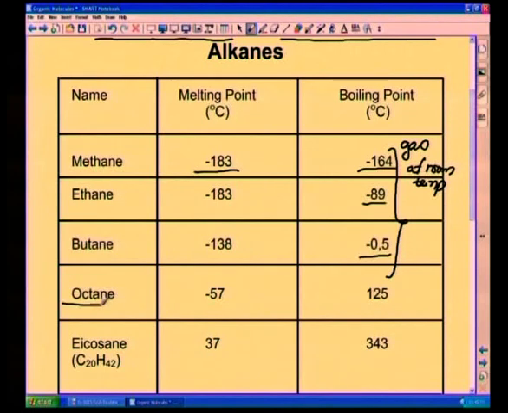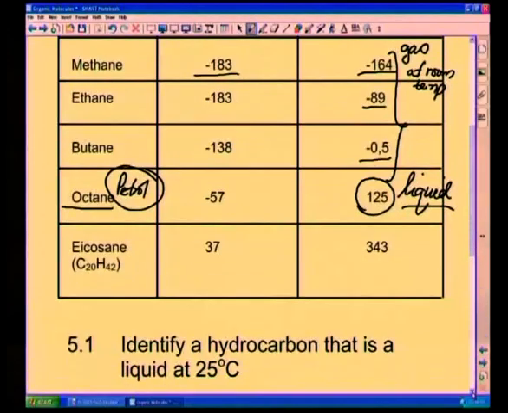But let's look at octane. Octane boils at 125 degrees Celsius. So it means at room temperature we can have this one still in a liquid form. Now you would understand octane. Here, this is when we begin to talk about petrol. Now, let's move on. Eicosane, look at the boiling point: 343 degrees Celsius. We can expect this one to be a solid.